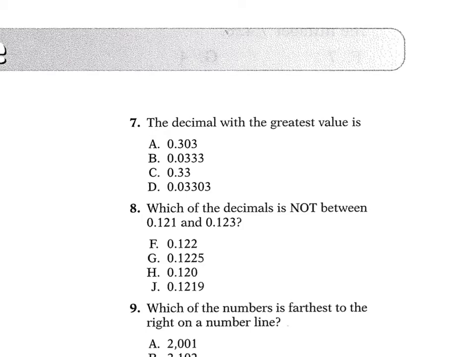For 7 says the decimal with the greatest value is. So with this, the greatest would have to be, looking at the 3's in the tenths place, so these would be crossed out. So the hundredths, that 3 is greater than 0, so C. For 8, it says which of the decimals is not between 0.121 and 0.123. The 0.122 is, the 0.125 is, the 0.12, however, is not.